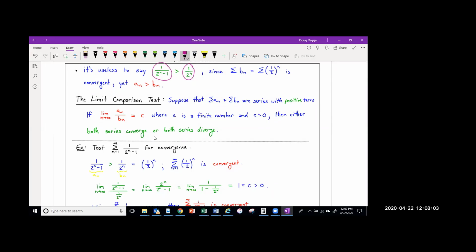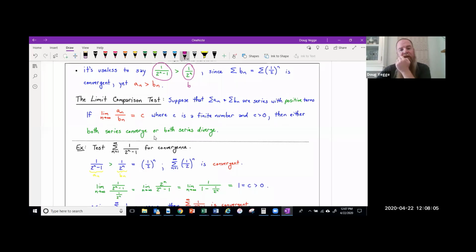B sub n. Yeah, this one over here is actually larger because notice that it's got a larger denominator, or this one is smaller because it's got a larger denominator. This denominator is larger than this one, right? If you've got a larger denominator, the fraction is smaller. So that must mean that a sub n is bigger than b sub n.